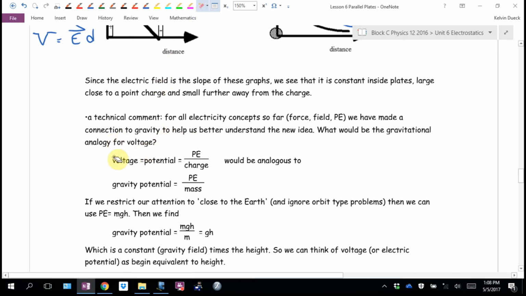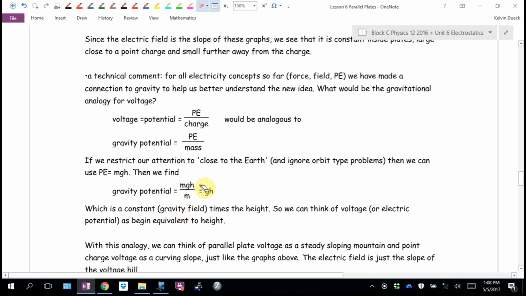Thank you. Well, voltage is energy per charge. If I go to gravity, that would be energy per mass. And if I replace potential energy with mgh, I get mgh over m. What happens to the m's? And I get gh. It's not a perfect analogy. Voltage isn't exactly like height. It's more like height times the strength of the gravitational field. But you know what, Adim? You can just pretend voltage behaves an awful lot like height.